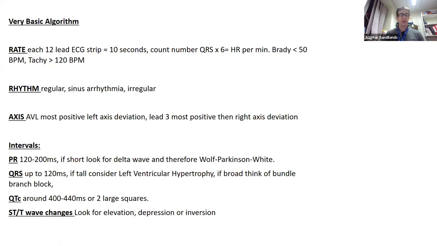The QRSs, we're looking at the breadth of the QRSs. Is the QRS broad? Think a bundle branch block. If the QRS is very tall and there's lots of muscle in that region of the heart, then think of left ventricular hypertrophy. Looking at the repolarization of the heart, a very thumbnail review is that the QTc should be around two large squares, around 400 to 440 milliseconds. And then lastly, ST and T wave changes: look for ST elevation, depression, or T wave inversion.